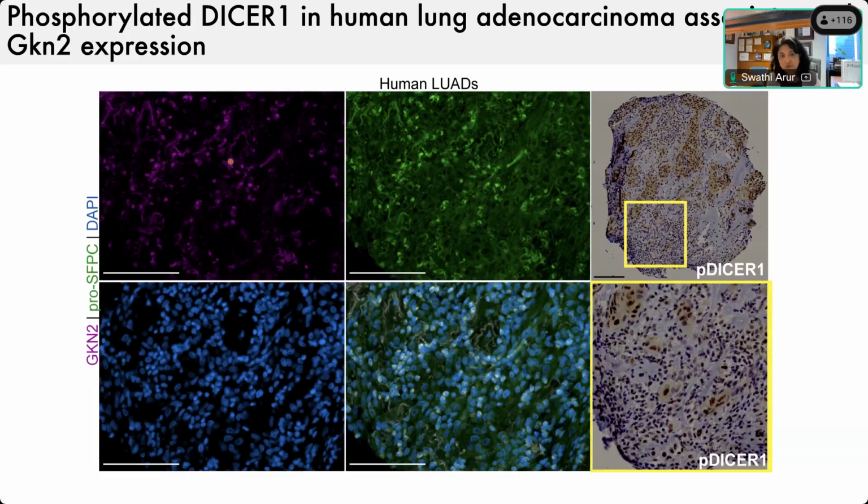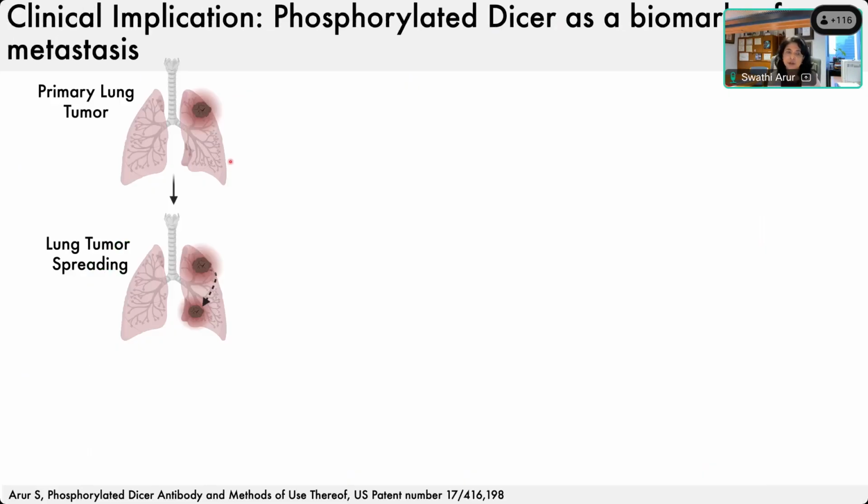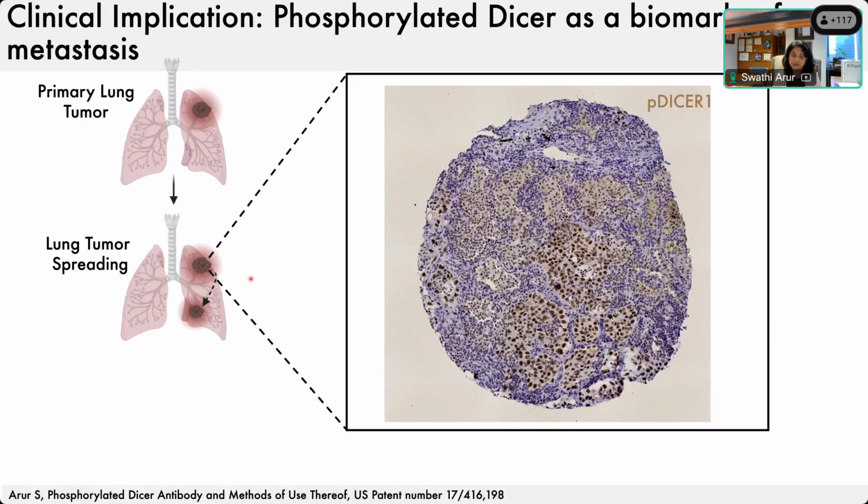So this now opens up possibilities because it suggests that we can use our phosphodicer antibody, at least to start with, the human phosphodicer antibody, to detect tumors that have the potential to metastasize. So these would be tumors that would have the same oncogenic mutations, but they would either have expression of phosphodicer or not. And we can at least start to stratify patients and say, these patients have expression of phosphorylated dicer, so they are more likely to metastasize and invade other tissues.